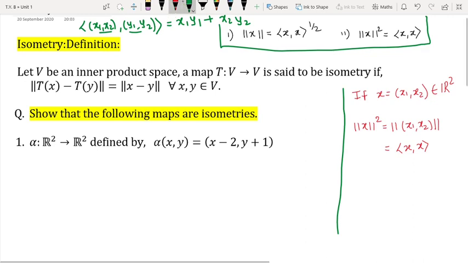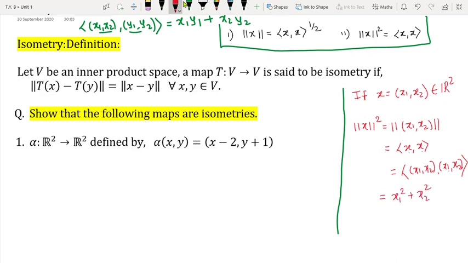So if I try to use the dot product here, this is the inner product of x with itself, so it is (x1, x2) with again (x1, x2). So what we are going to get is x1 multiplied by x1 is x1 square plus x2 square.